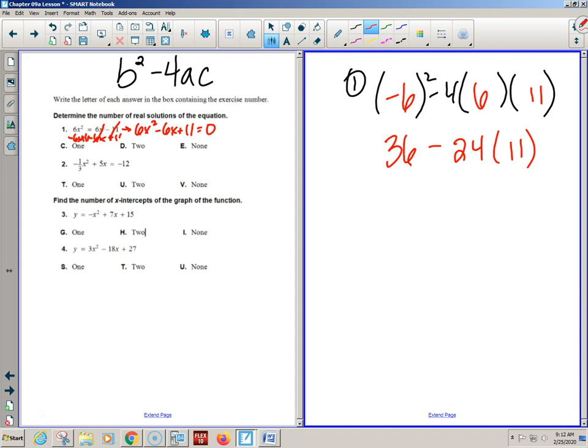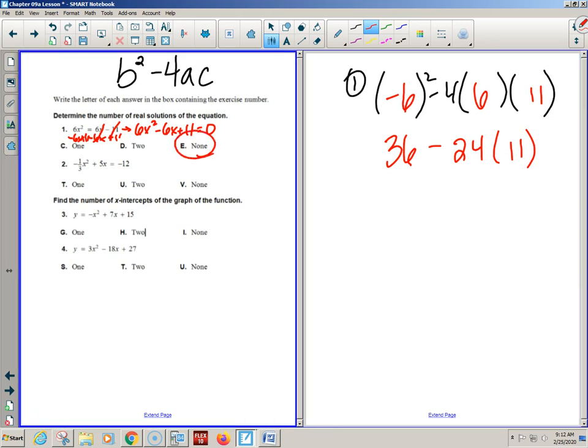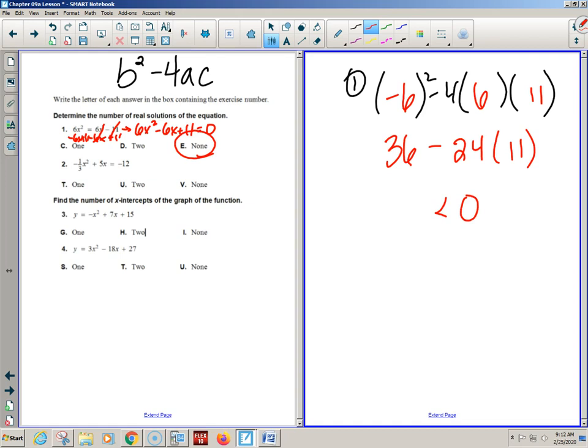Why do I not even need to go any further? And I can say, you 0 people were absolutely right. Who's going to be a negative? That guy's going to win, hands down. And what's going to happen anytime I have any discriminant that's less than 0 or negative? It's not going to work.